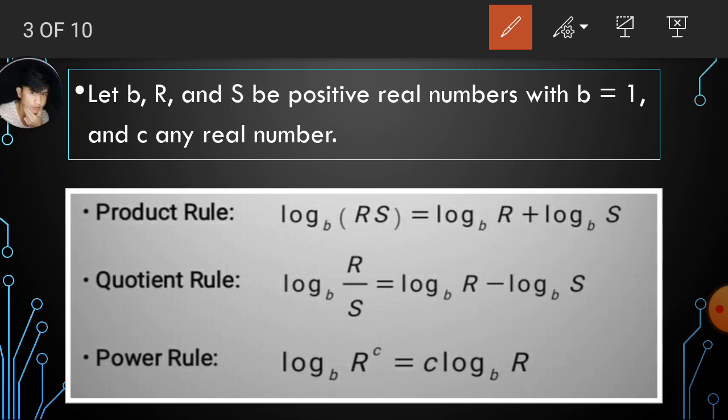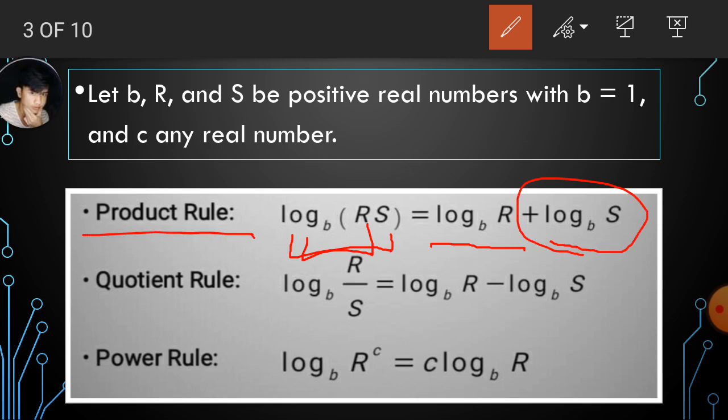So in the product rule, for example, log base b of rs equals log base b of r plus log base b of s. So all we need to do is multiply: log base b of r equals log base b of r, and log base b of s equals log base b of s. So that is the product rule of logarithm.